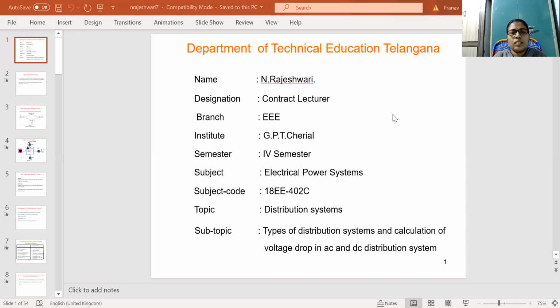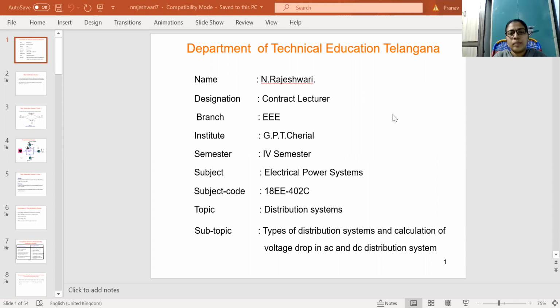Today I am explaining about the types of distribution systems and calculation of voltage drop in AC and DC distribution systems. Before going to the class, in the last classes, we discussed the radial system and types of distribution systems, and also the equipment used in the substations and distribution types, primary and secondary distribution systems. So all those things were seen in the previous classes.